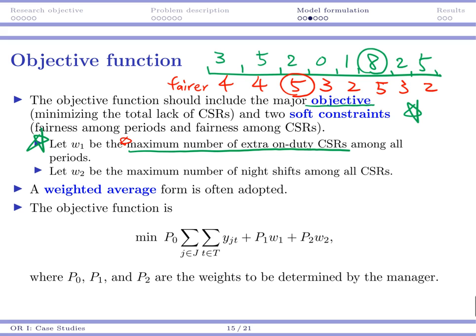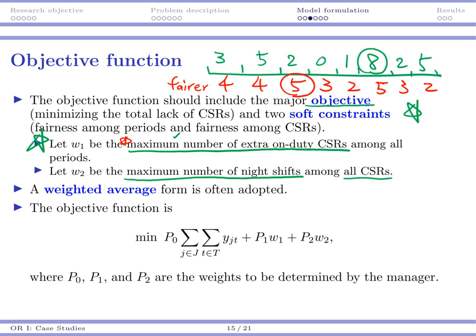So I care about the maximum number of extra on-duty CSRs among all the periods in my schedule. I want that number to be as small as possible. Because as long as that number is small, then all these numbers would be close to each other somehow, right? I shouldn't say we want them to be small. We want them to be close to each other. So the way for me to make them similar to each other is to minimize the maximum number of extra on-duty workers. So similarly, for each CSR, we may calculate the number of night shifts that this CSR is taking: 4, 4, 3, 3, 2, 2, 1, 2, 3, 4, something like that. And then we want to minimize the maximum number of that particular indicator.